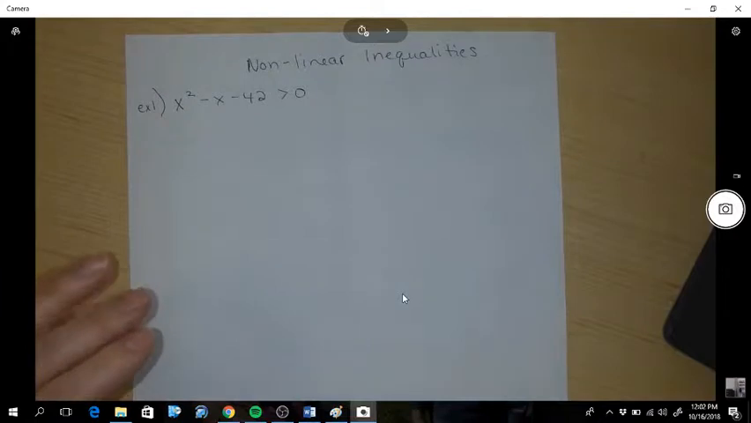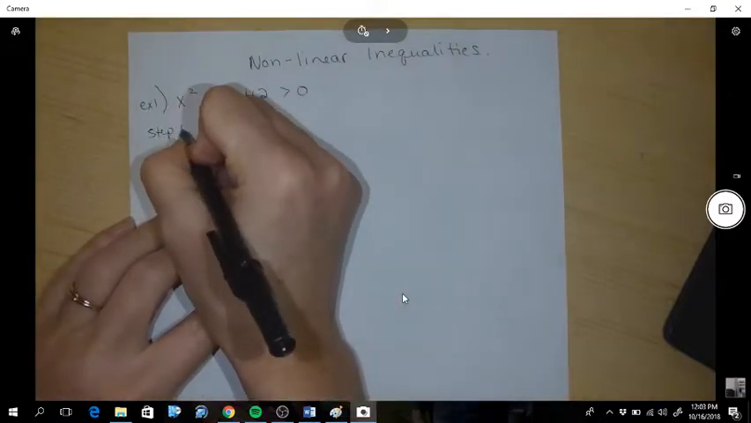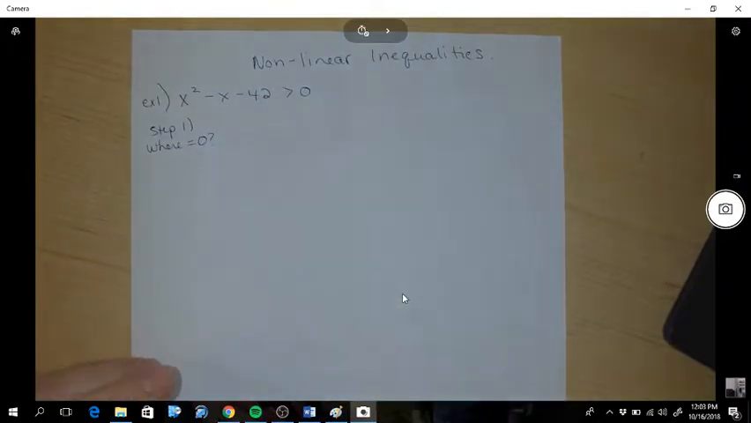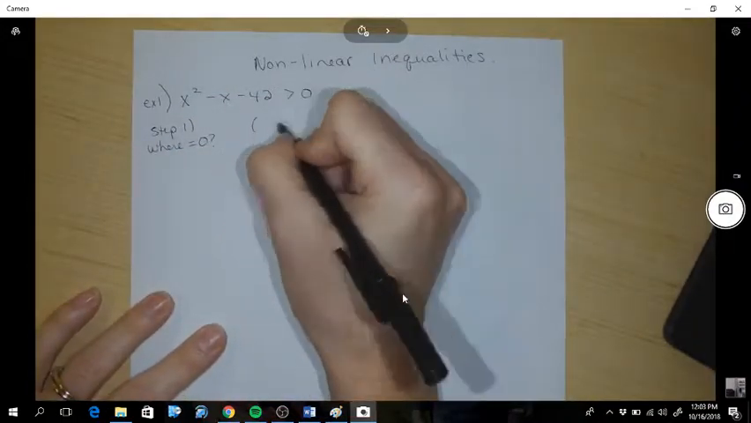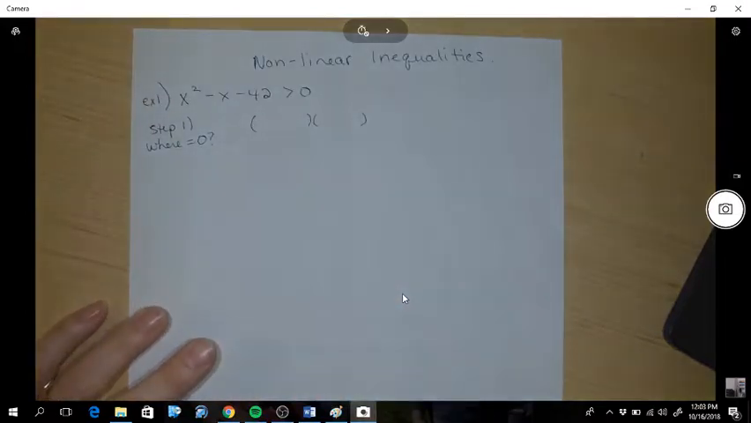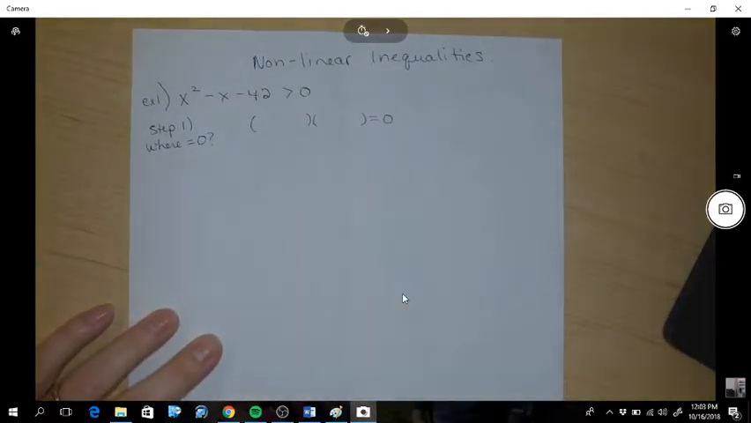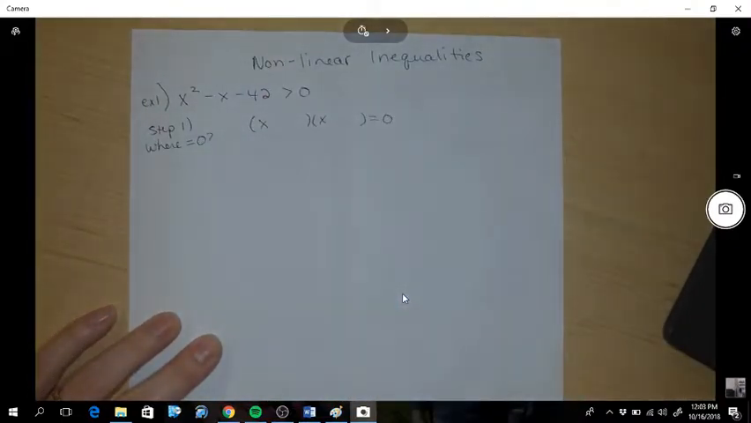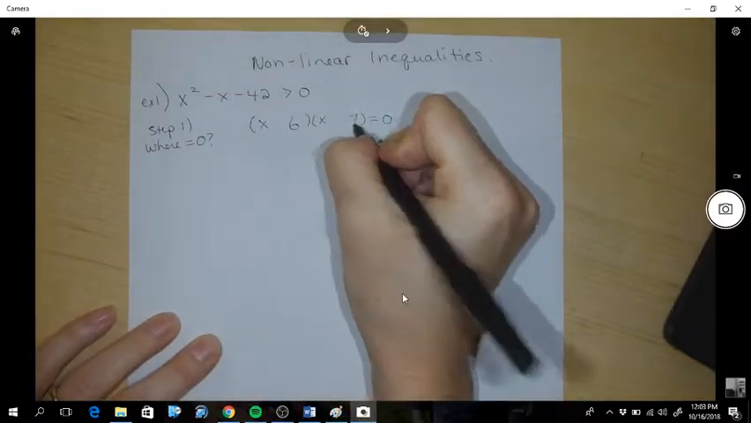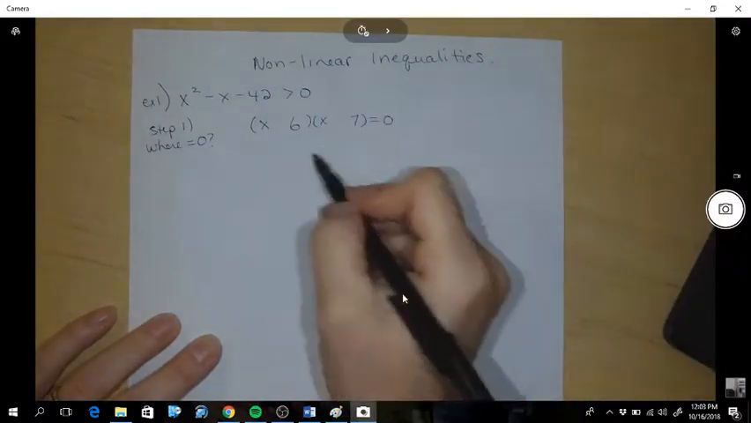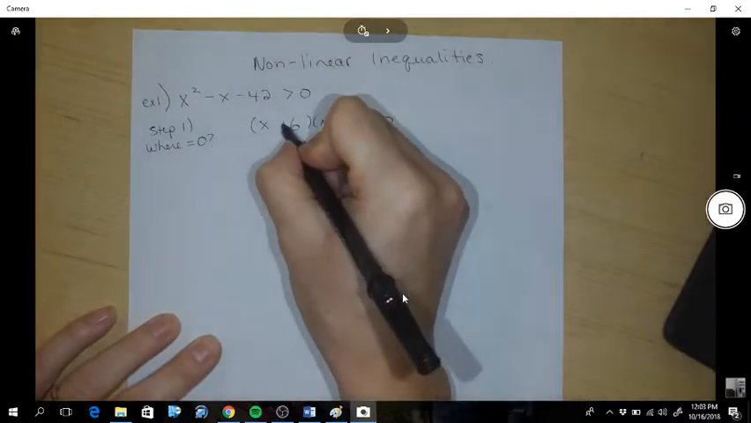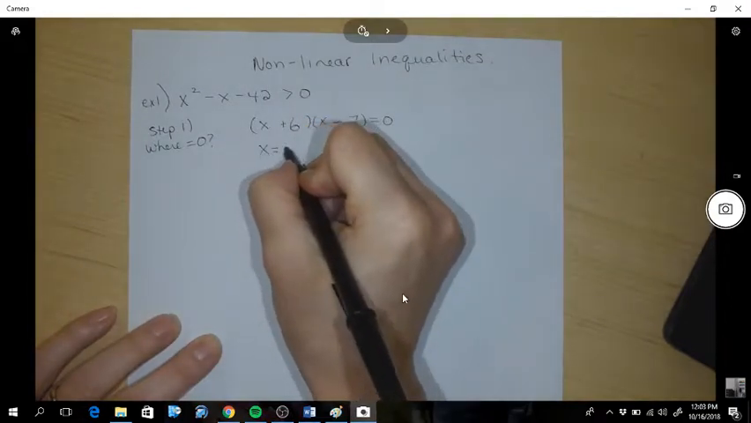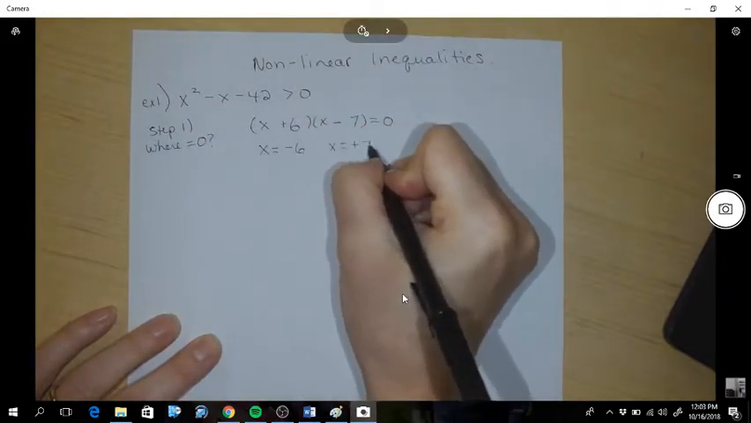Okay, step 1. Where does this equal 0? Okay, so I can see a simple trinomial factors. Where is it going to equal 0? So x and an x, and I need a 7 and a 6 to make 42 and combine outsides insides to be negative 1. So the answer to that, where is this going to equal 0? At negative 6 and positive 7.